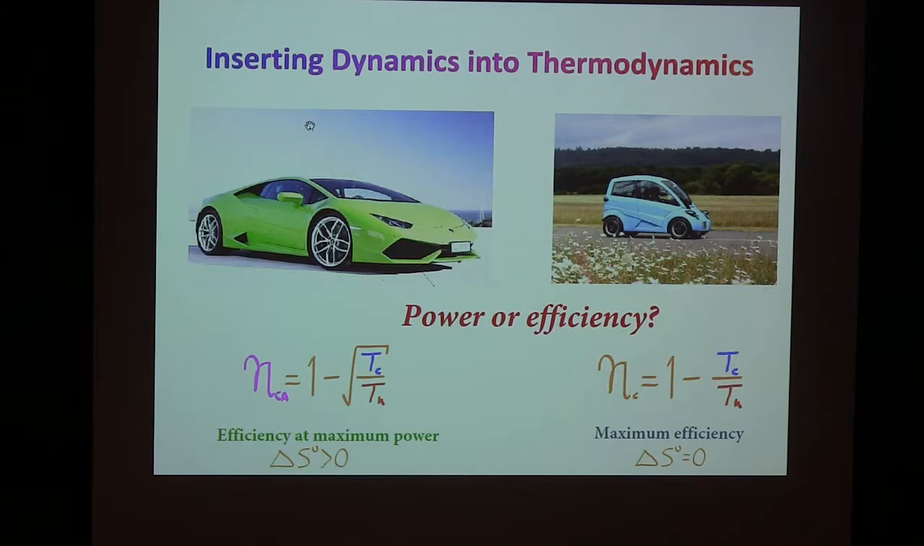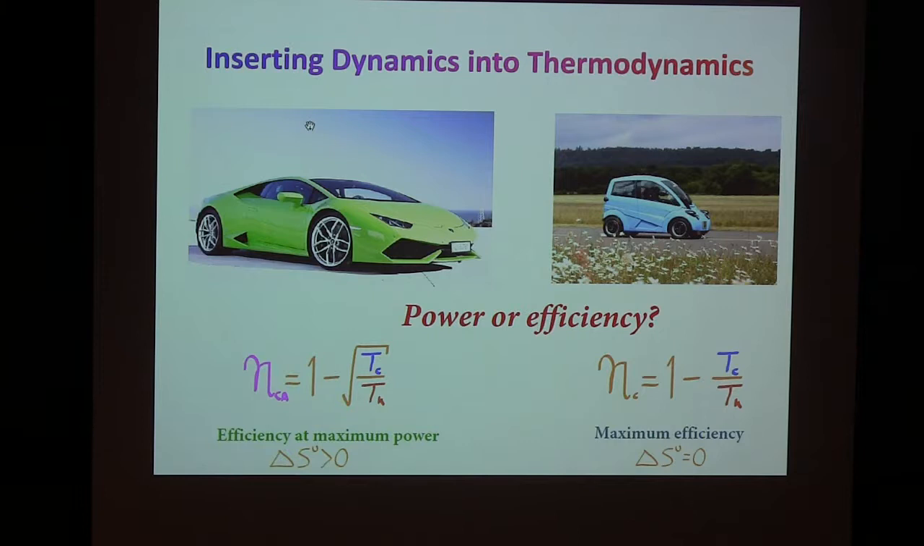We want to know, okay, how much power can we get out of a device? So this is usually the typical dilemma. You can have this car sitting in your driveway or this car. And the question is, what do you prefer? What do you like better? And the real question is, what is the price that we pay for high power?